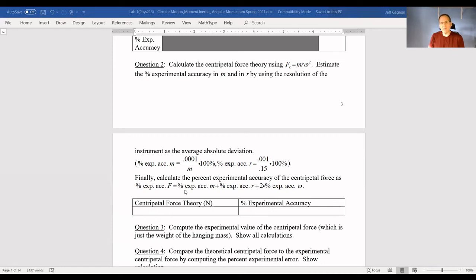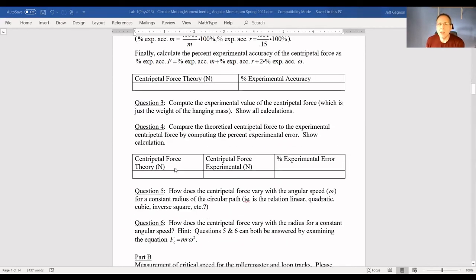And I have the final equation written here. If you want the accuracy for the centripetal force, it's the accuracy for the mass plus the accuracy for the radius, plus you have to add the accuracy for the omega twice, or you can just multiply by 2. So that'll be the percent experimental accuracy for your centripetal force theory.